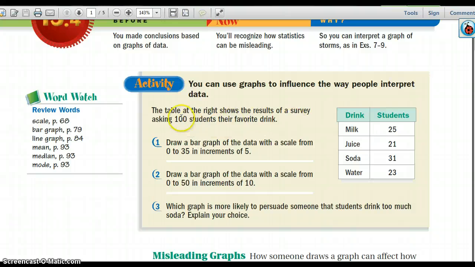So the table shows the results of a survey asking 100 students their favorite drink, and the choices were milk, juice, soda, and water. Now we're going to draw a bar graph, and again you're going to need graph paper. We're going to draw a bar graph with increments of 5, and then we're going to draw a second bar graph with increments of 100, and we're going to graph this information. And we want to illustrate which graph is more likely to persuade someone that students drink too much soda. So let's take a moment and do our graph.